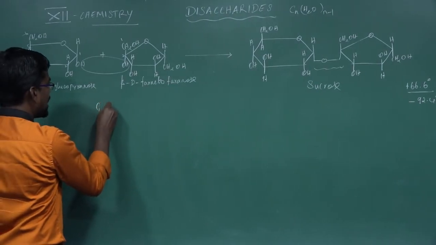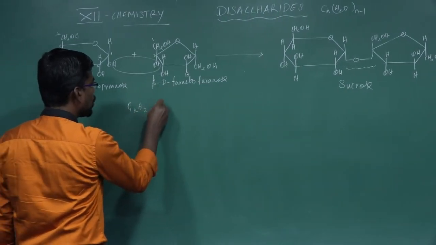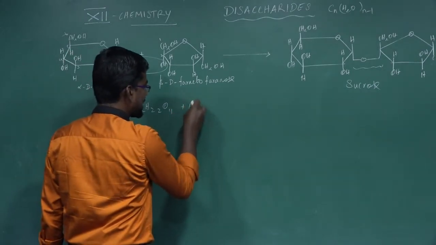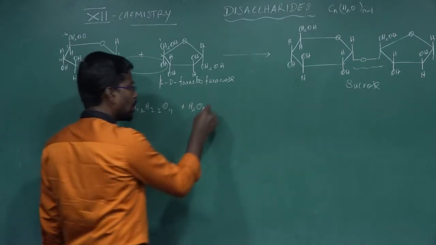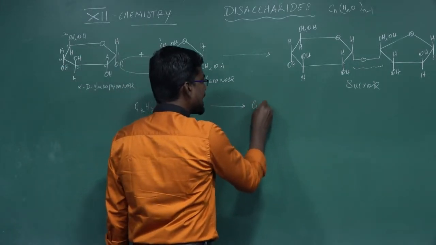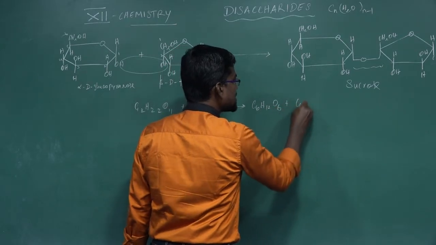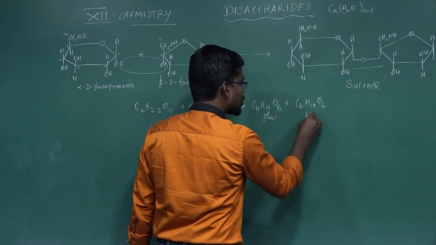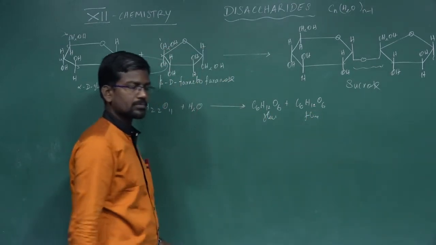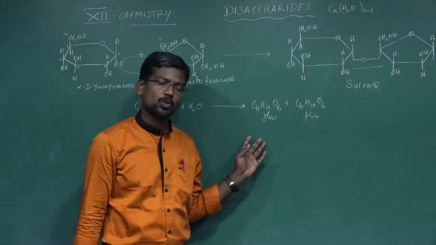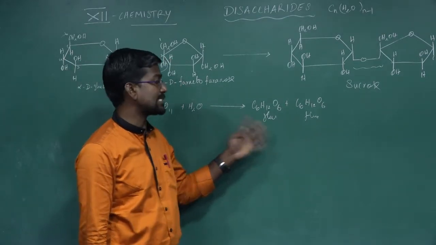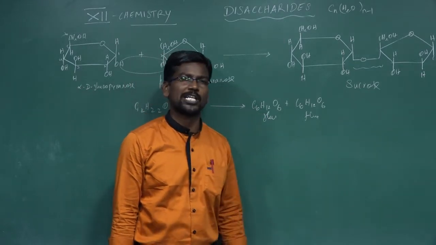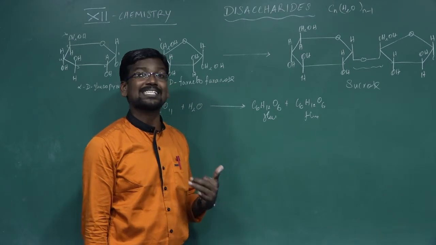On hydrolysis, the sucrose molecule, C12H22O11, a disaccharide, is hydrolyzed by sulfuric acid in the presence of water to form glucose, C6H12O6, plus fructose, C6H12O6. Both compounds have the same molecular formula but different functional groups. So what isomers are they? Functional isomers, because both compounds have the same molecular formula but exist with different functional groups.